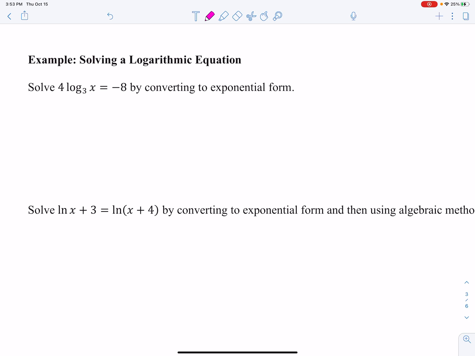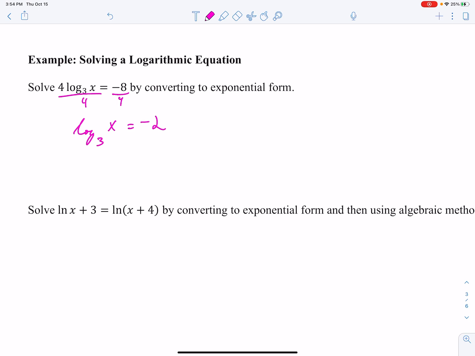All right, so we're going to solve this one by converting to exponential form. So there's a 4 here, right? So we can get rid of that by dividing both sides by 4. So we'll get log base 3 of x equals negative 2.